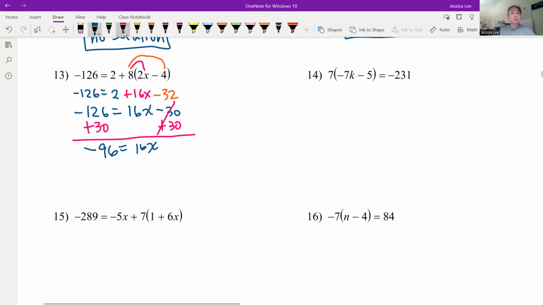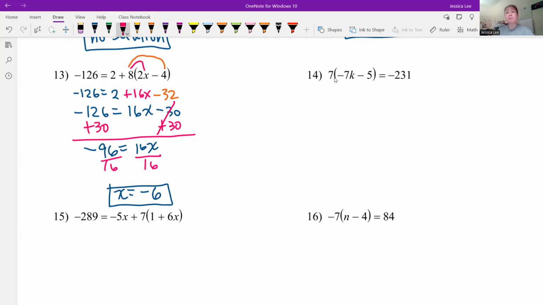Trying to do this all in your head is sometimes not easy, but we'll get there. So again, we have 16x is equal to negative 96. We divide by 16 on both sides, and we get x is equal to negative 6. There we go. Done.